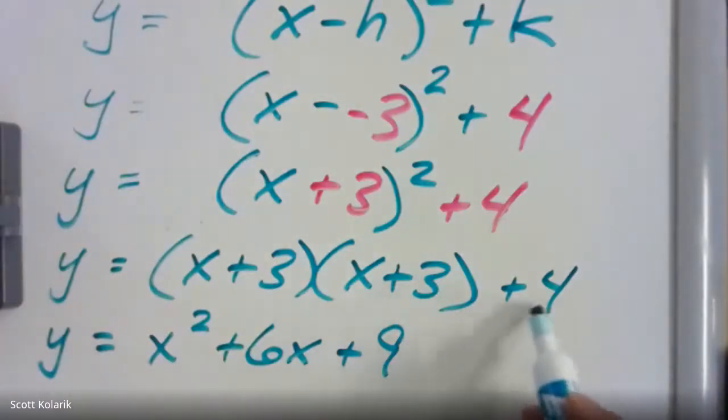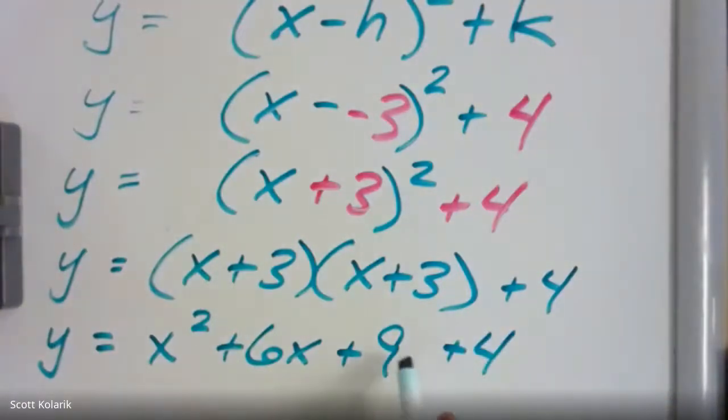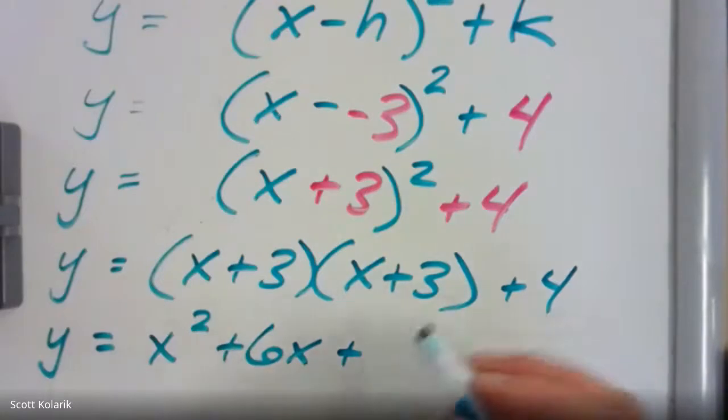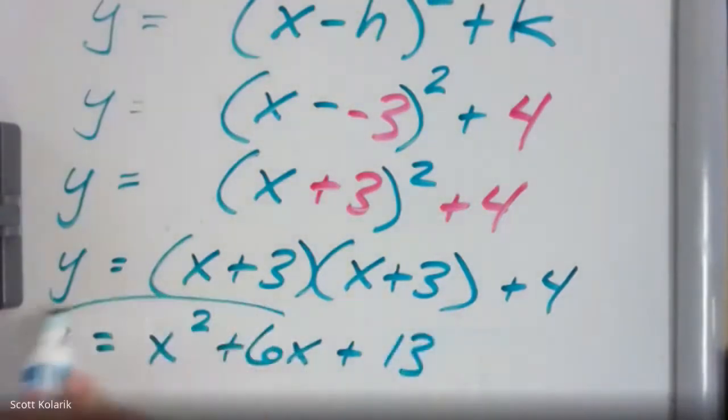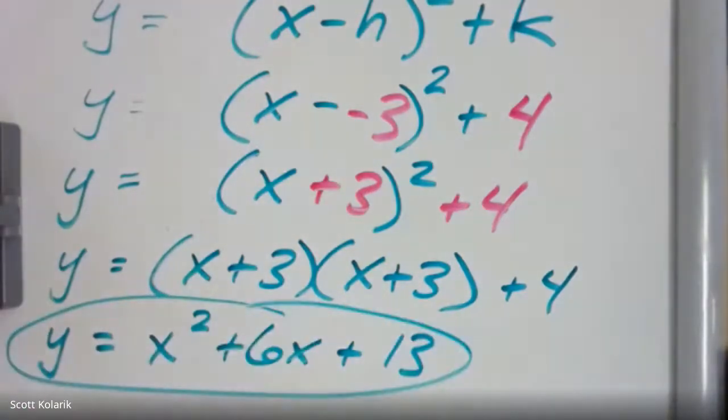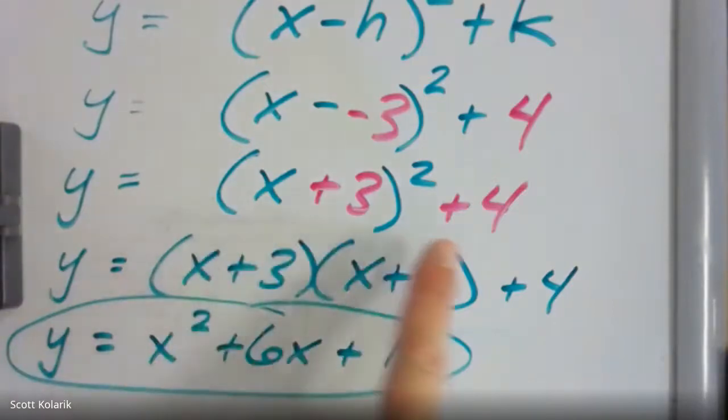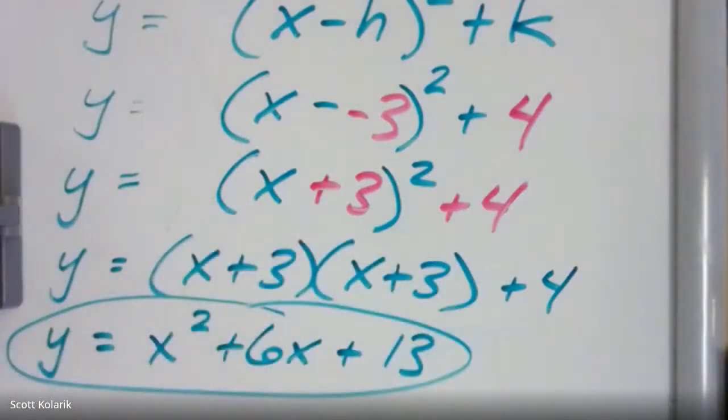And again, don't forget about the +4 at the back end. So now I technically can combine these two like terms, the +9 and the +4. +9 and +4 is going to give me +13. And there is my standard form of that vertex form of equation. Technically, that's an a, b, c, ax squared plus bx plus c type of form. This is a standard form, all based on the information of the given vertex.